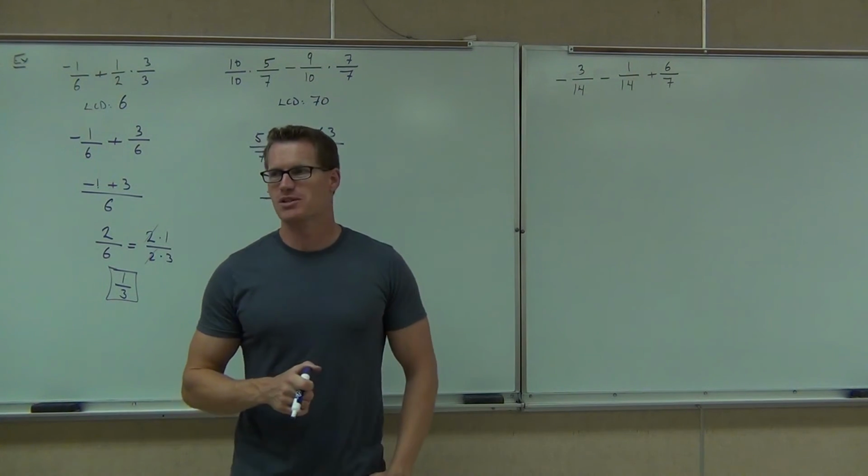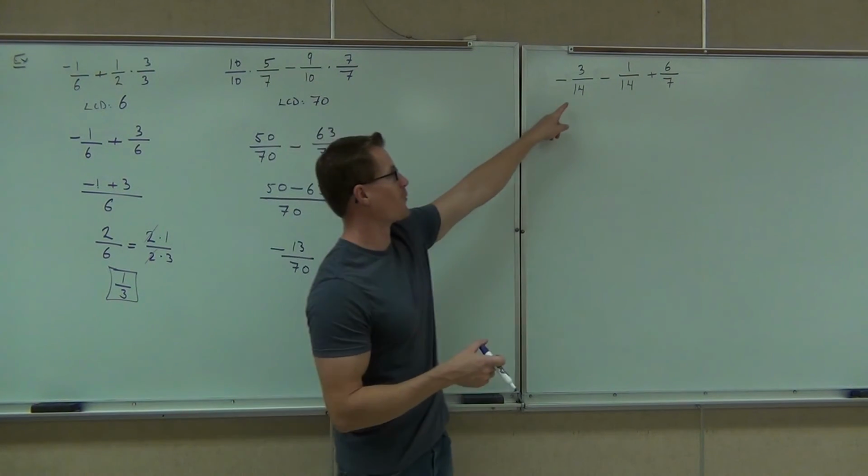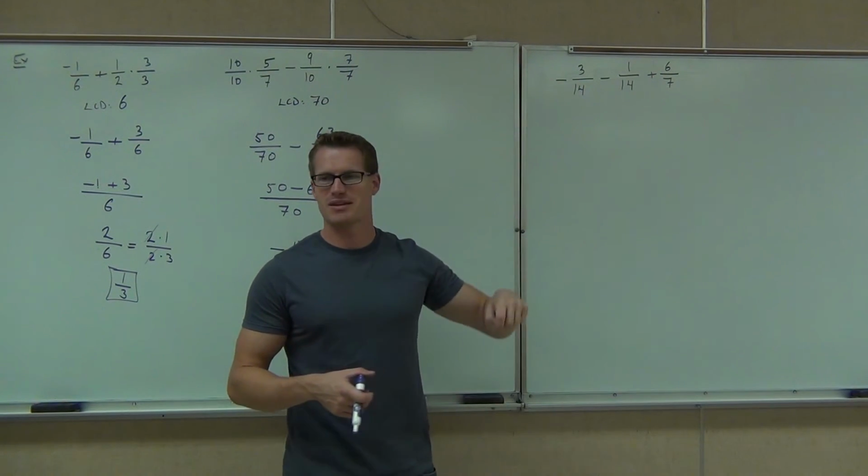So, common denominator. What is our common denominator here? 14. Clearly 14. That was supposed to be a 4. I actually didn't put the little 1 there. So that made things way easier for you.